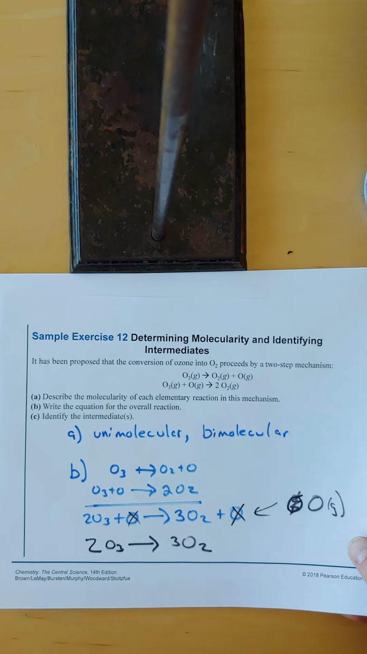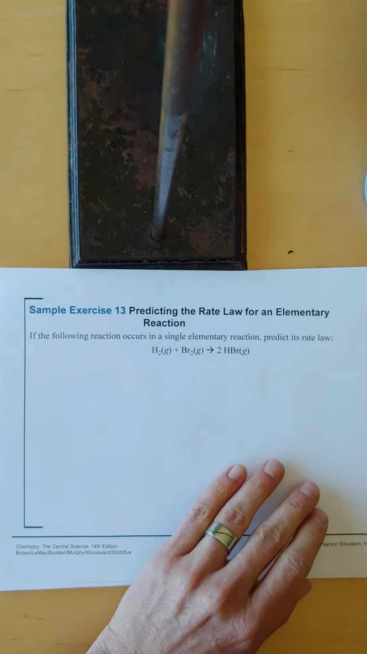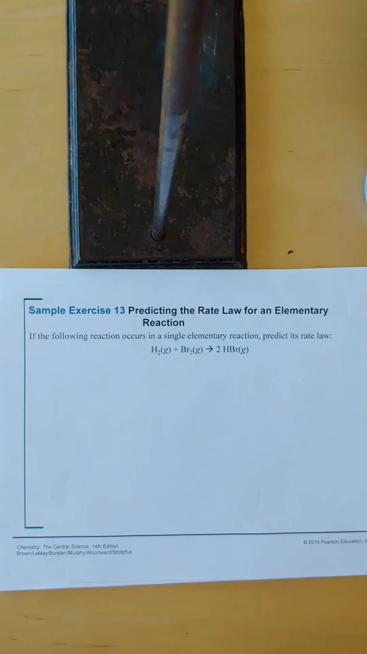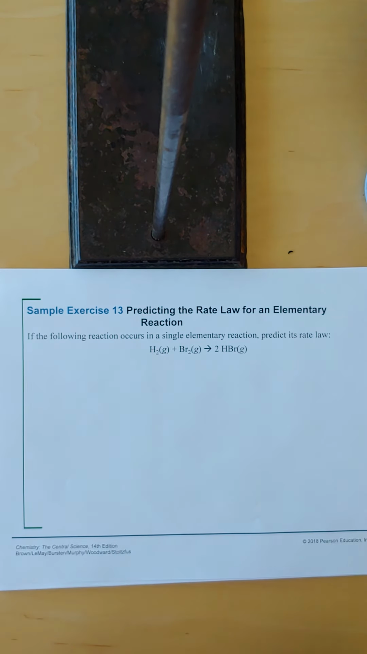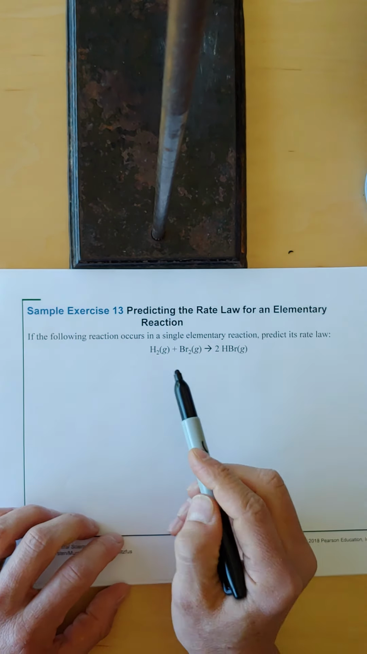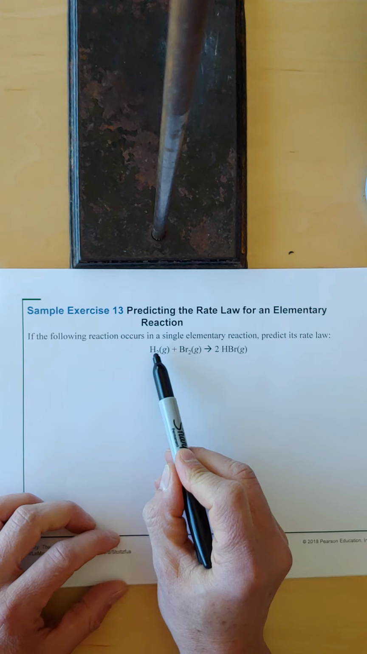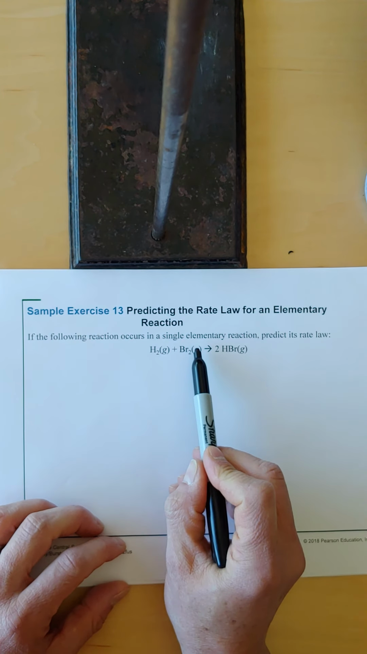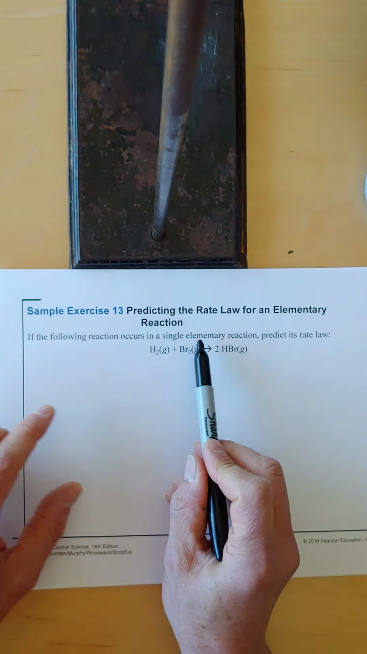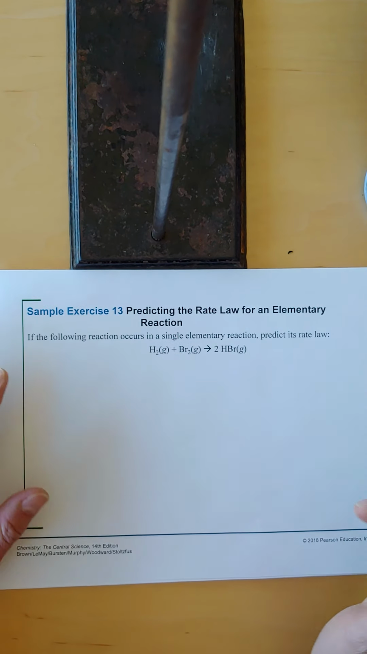All right, how about predicting the rate law for an elementary reaction, right? So here we have an elementary reaction, right? Elementary reaction, right, says that it occurs as a single elementary step. Hydrogen gas plus bromine gas gives me 2 hydrogen bromide molecules, right? And so this reaction is bimolecular. It involves 1 molecule of hydrogen, 1 molecule of bromine. And so a simple single elementary reaction.